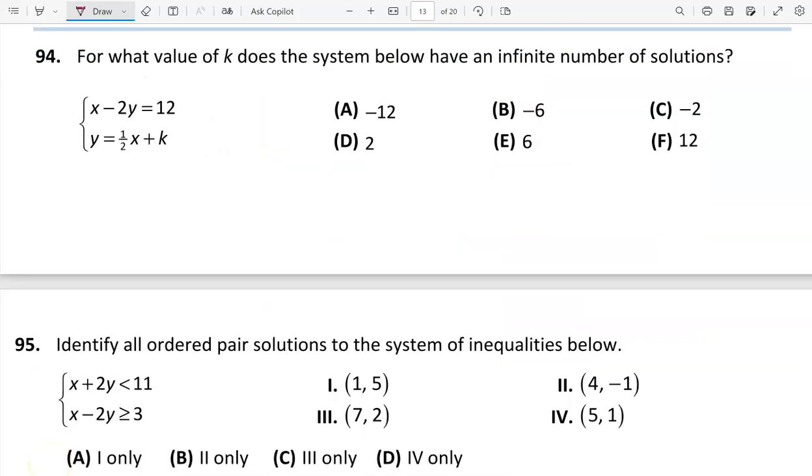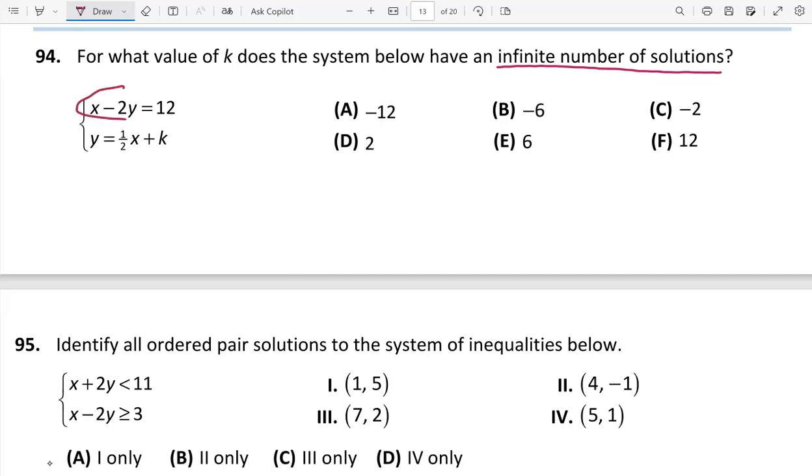For 94, we're asked for the value of k for which the system has an infinite number of solutions. An infinite number of solutions happens graphically when you graph the two lines in the system and they graph right on top of each other. In other words, they share an infinite number of points.